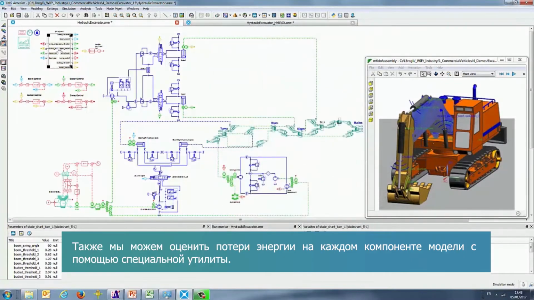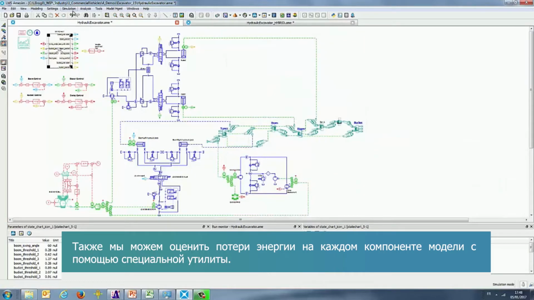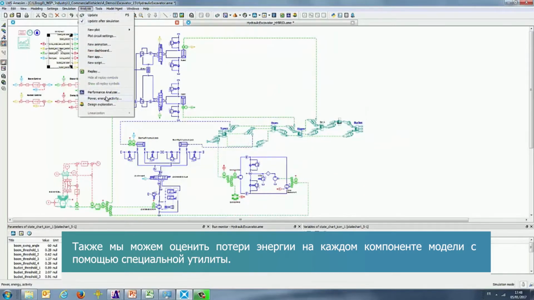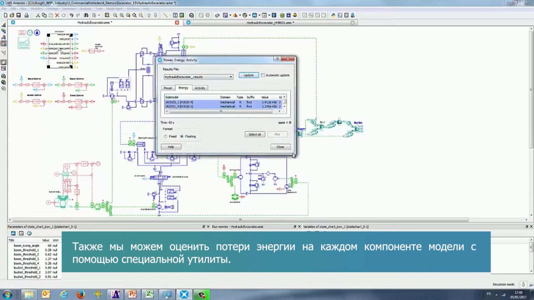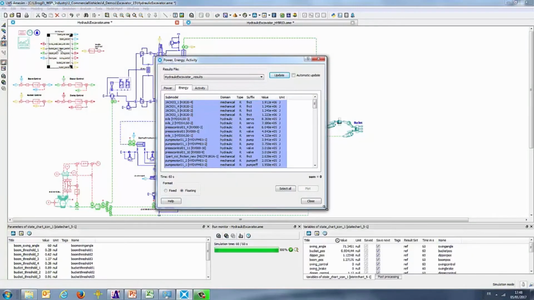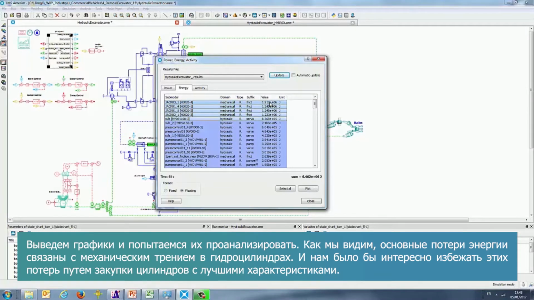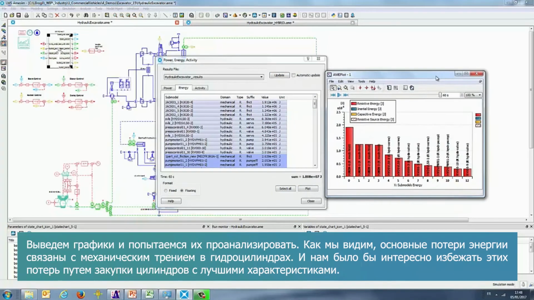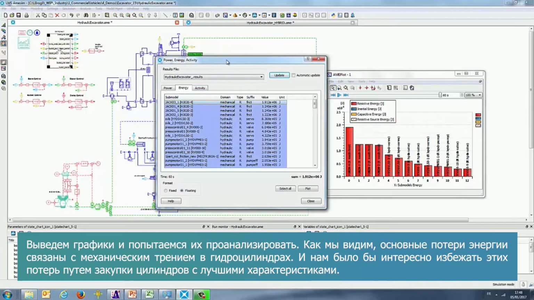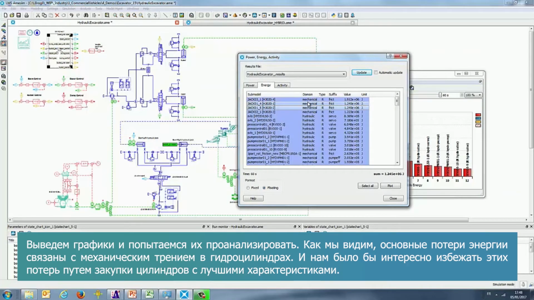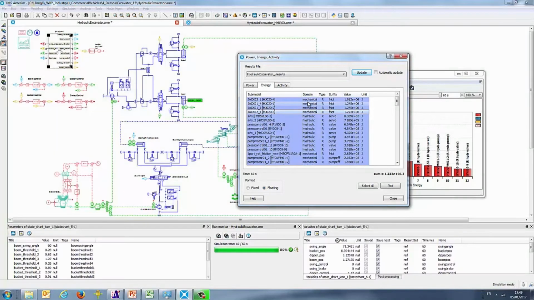We can also have access to the losses, the power and energy losses in the system, with a specific tool. Let's plot the main losses of the system and try to analyze. The main losses of the system are related to the friction, mechanical friction inside the hydraulic cylinder. It could be interesting to try to reduce these losses by specifying to the supplier new components with less friction.